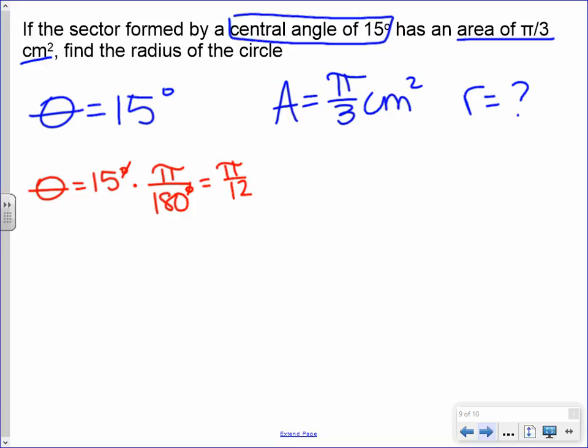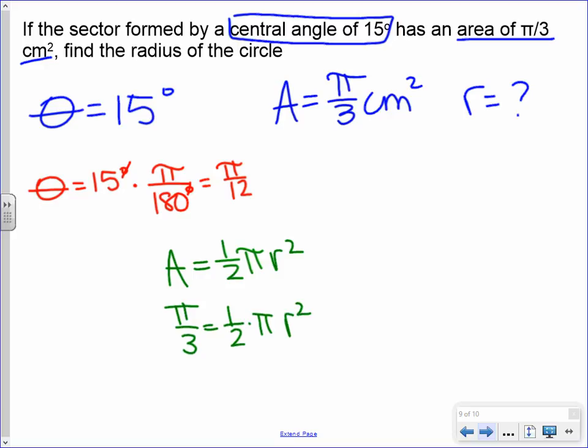Now it gives us information about the area. So area is 1/2 pi r squared. That's the formula we just wrote down, correct? Our area is pi over 3. Nope, that's not the formula at all. It's 1/2 theta r squared. So we have 1/2 times pi over 12 r squared.